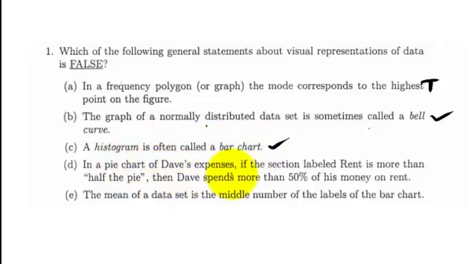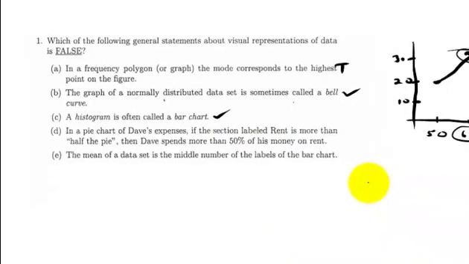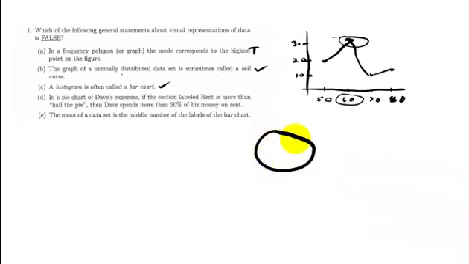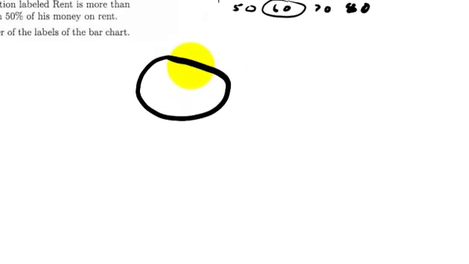In a pie chart of Dave's expenses, if the section labeled rent is more than half of the pie, then he spends more than 50% on rent. So if you had a pie graph and more than half of the pie, like that, this is rent. If it's more than half of the pie, this would be 50%, but notice it goes a little bit more than 50%. Half of the pie is 50%. If you're more than half of the pie, you're more than 50%.